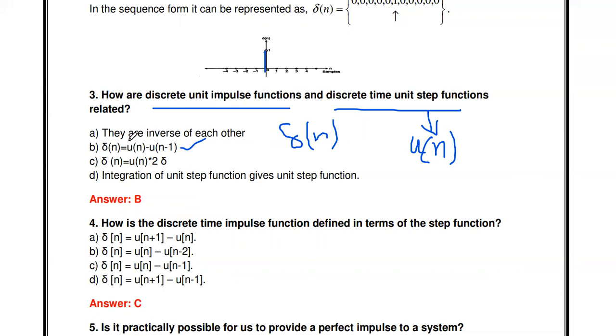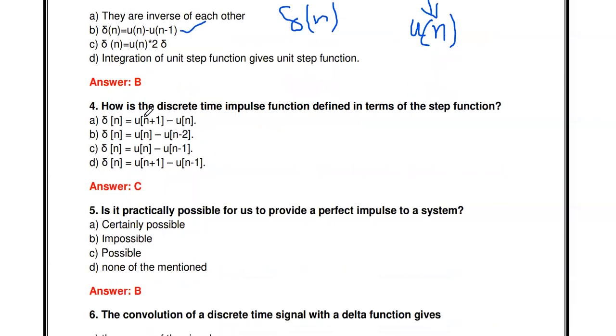So u of n is the unit step signal. U of n minus 1 is the one time delayed unit step signal. If you are subtracting these two, we will get the answer del of n. So this is the relation between del of n and u of n. Del of n equal to u of n minus u of n minus 1.